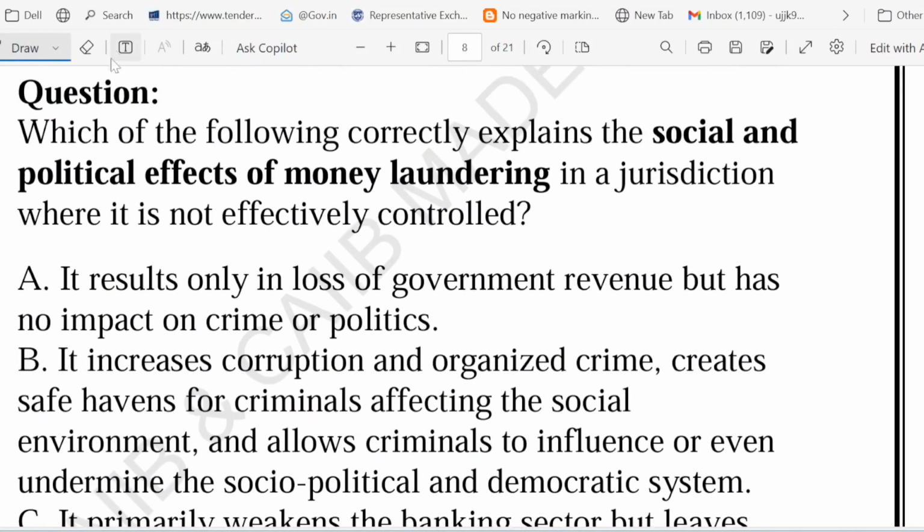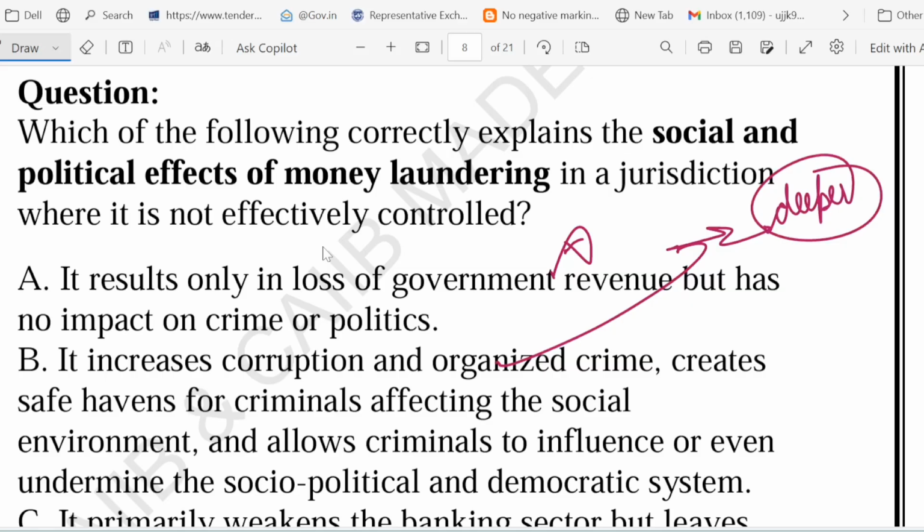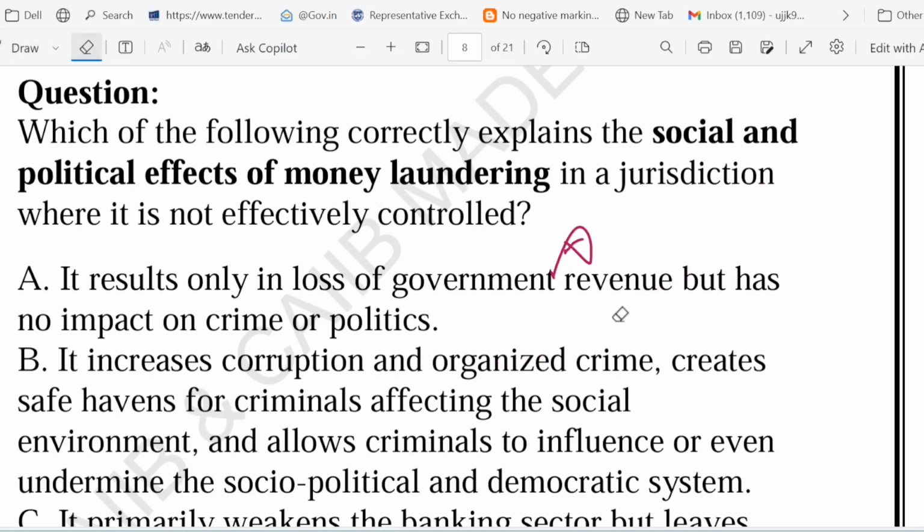Very good question. Which of the following correctly explains the political effect? If you look at option A, it says that it only causes revenue loss, nothing else. What do you think about it? This is incorrect. Why? Because the effects are much deeper than the tax revenue. Money laundering spreads corruption, strengthens criminals, weakens governance. Yes, that is what it does. So that's why option A is wrong. It just talks about loss in government revenue.